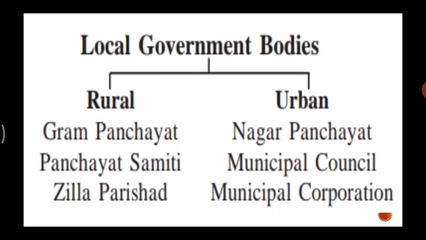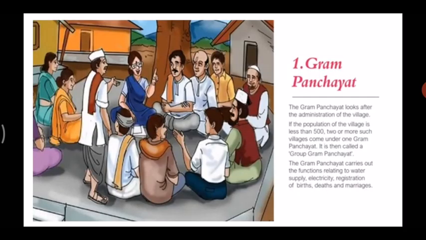Now let us begin with the Gram Panchayat. What is a Gram Panchayat and where is it formed? We will see that. A Gram Panchayat is a local self-government organization in India, at the village level or small town level, and it is at the base of the Panchayati Raj system. So the Gram Panchayat looks after the administration of the village. It looks at how the village will run.